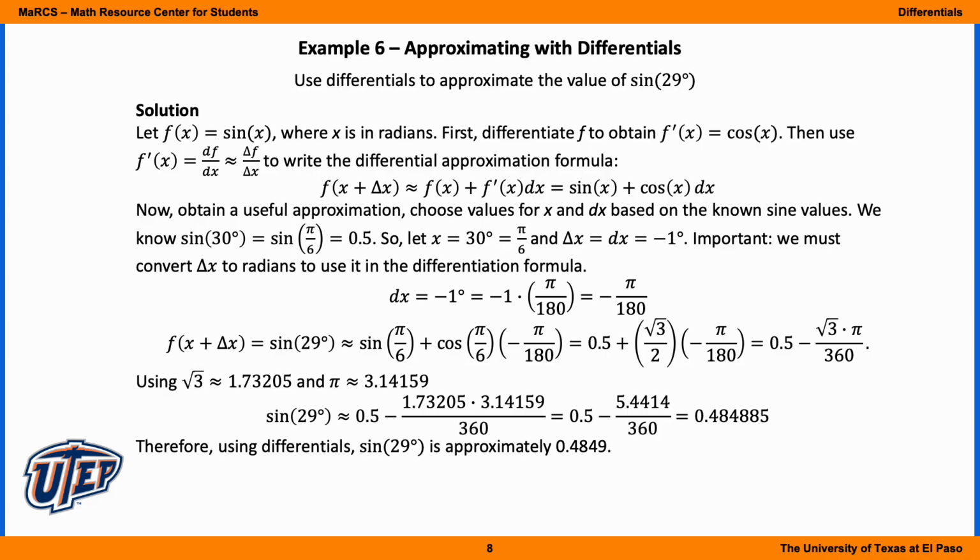So f of x plus delta x is equal to sine of 29 degrees, and that is approximately equal to sine of π over 6 plus cosine of π over 6 times negative π divided by 180. Just plugging in everything that we just found, that is approximately equal to 0.5 minus the square root of 3 times π divided by 360. Using that the square root of 3 is approximately 1.73205 and π is approximately 3.14159, we get that sine of 29 degrees is approximately 0.484885.